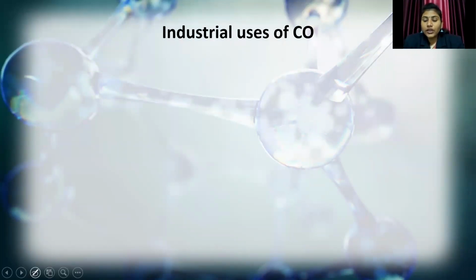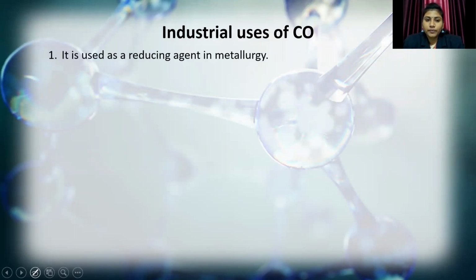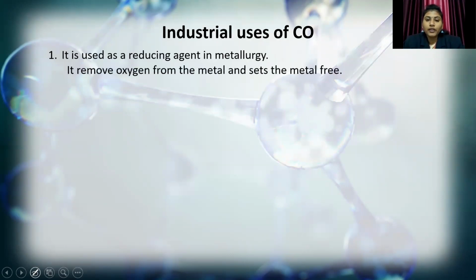Next we have industrial uses of carbon monoxide. It is used as a reducing agent in metallurgy. Carbon monoxide has a great affinity towards oxygen also, so it can easily take up oxygen. So we can consider it as a reducing agent, and in the metallurgical process, to remove oxygen from the minerals of metals, we use carbon monoxide. It removes oxygen from the metal and sets the metal free.